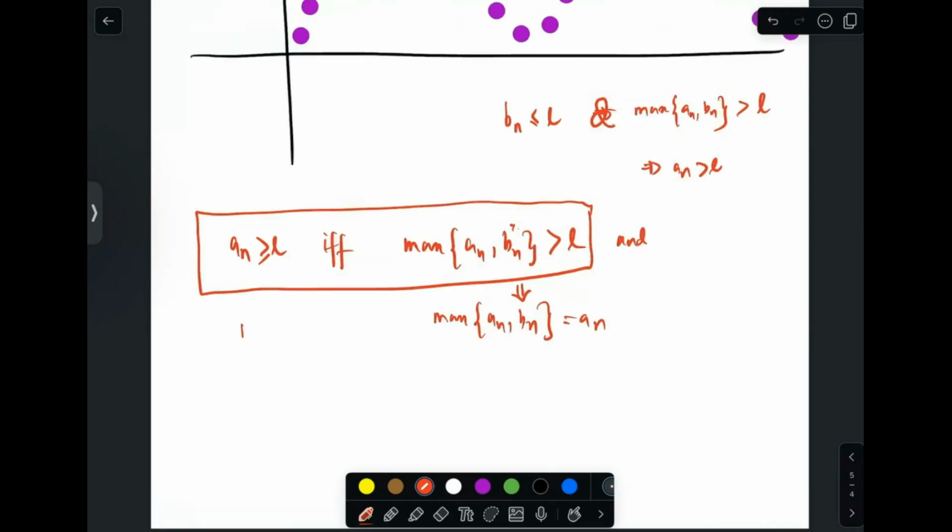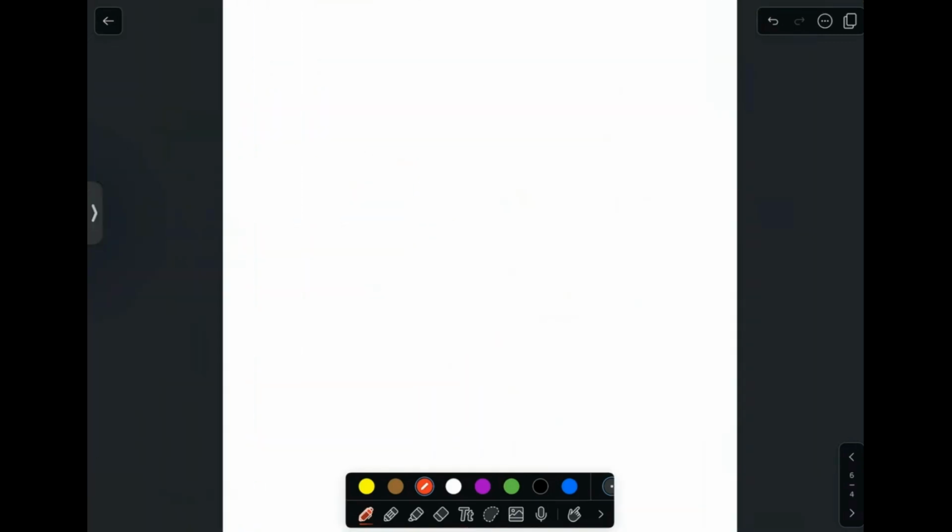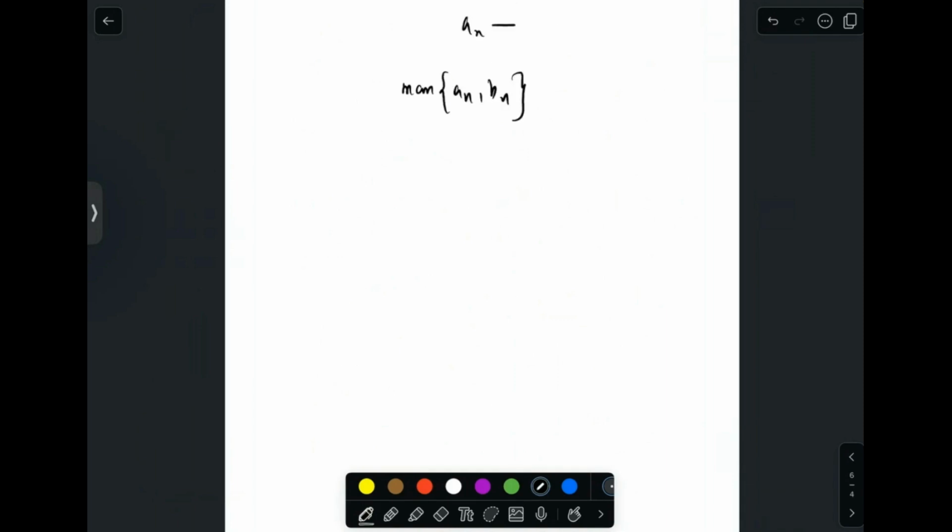Now why is this good? Because in the sandwich theorem we want what? We want the max of an, bn. We know that an is going to L. So if somehow we can bound it on both sides by an or similar to an, that will be great. So what we get is the following. Understand this. So therefore, we see that the whole maximum depends on an being greater than or equal to L or not.